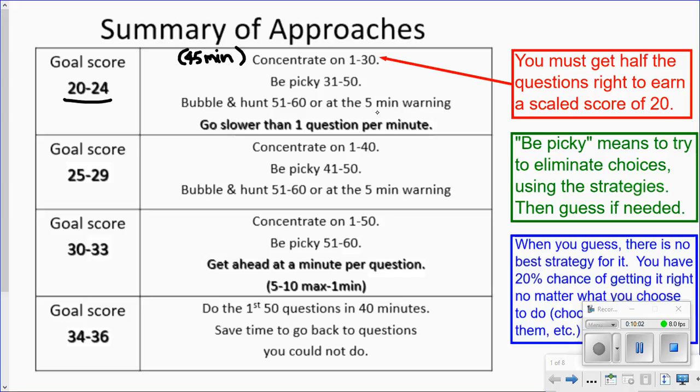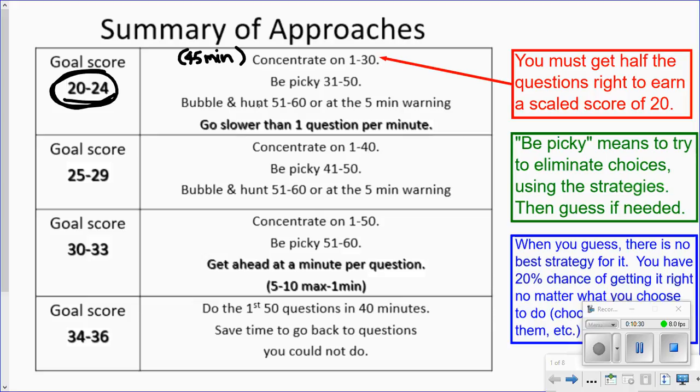Now, at the 5-minute warning, because you always get a 5-minute warning for every test, that's when you're going to start bubbling in answers randomly. So 51 through 60 are going to be the hardest problems on the test. And if you're just trying to get this lower score here, you are not concerned with those last 10 hardest problems on the test. You are going to guess on them and then go back through your Scantron, so we'll give you a bubble sheet this next time.